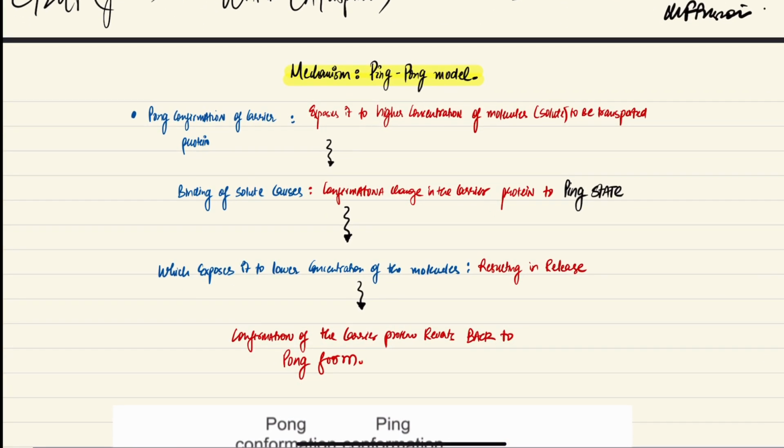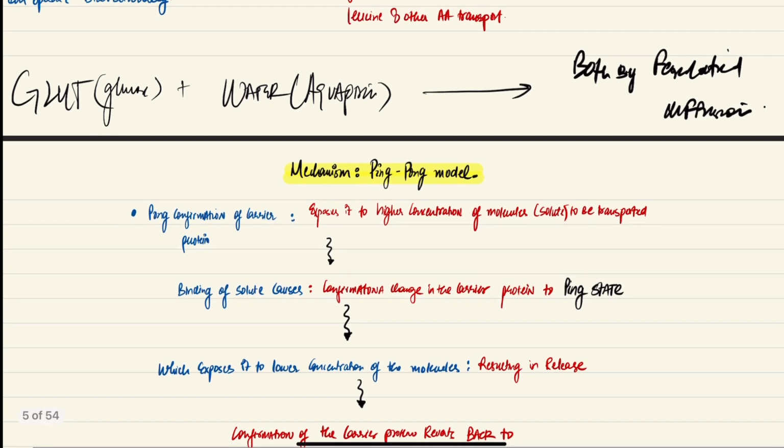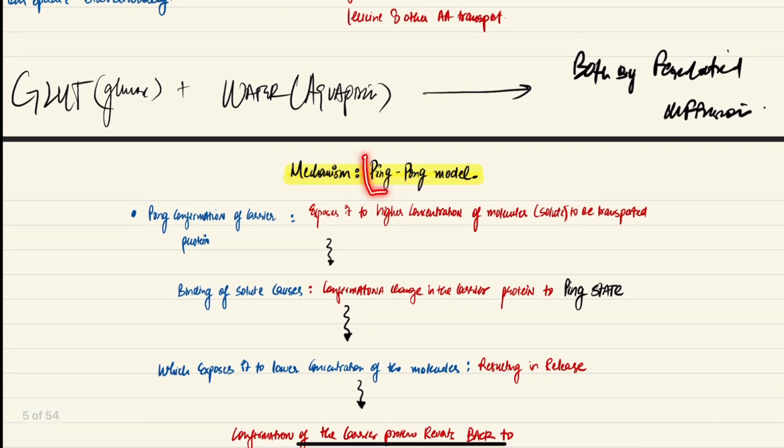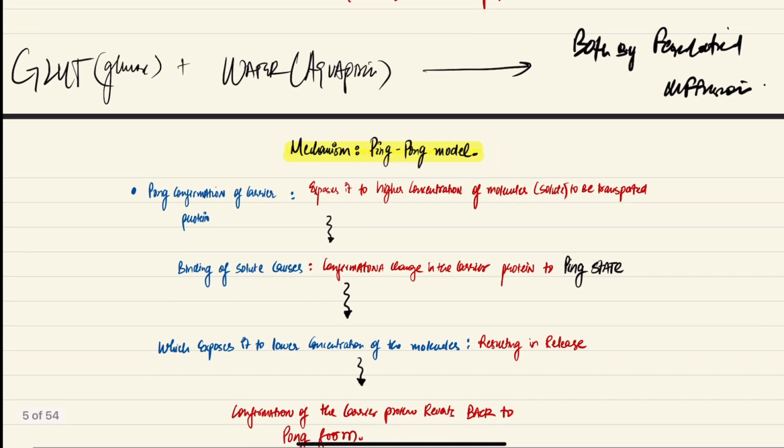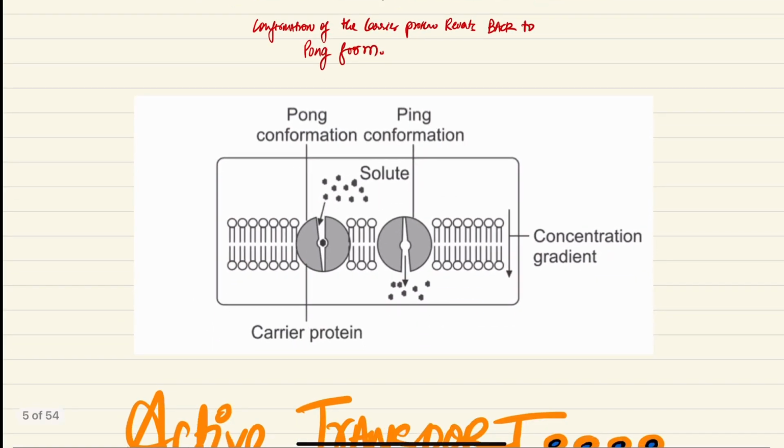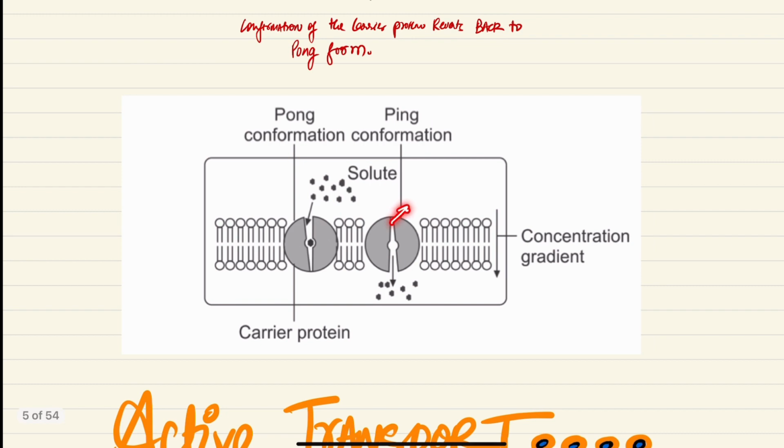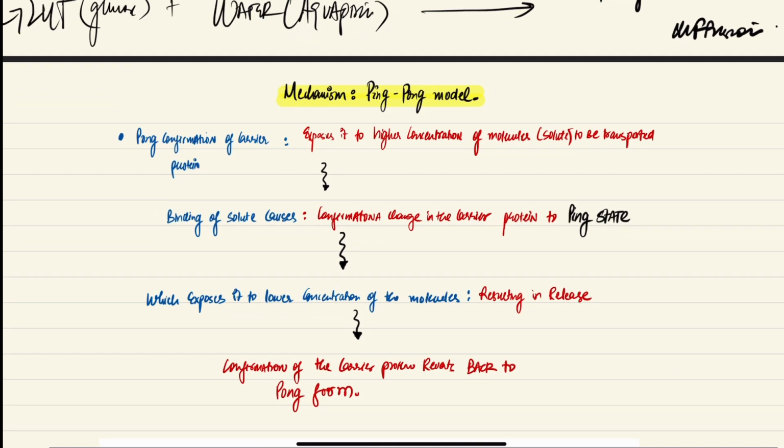Let's understand the mechanism of facilitated diffusion. It occurs by a ping pong model. What is the ping pong model? Let's see. This is the structure of a ping pong model. This is the ping conformation and this is the pong conformation. Ping means narrow, pong means open, so that the solute can fit in this side. And when the solute fits in this configuration, it changes the overall structure and exposes the solute molecules on the other side in pong formation. Let's see the steps.